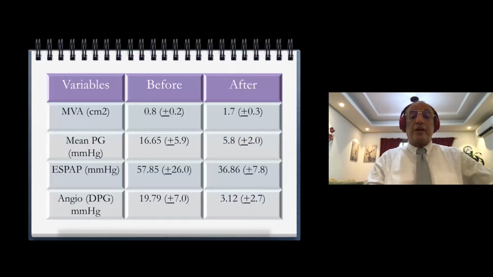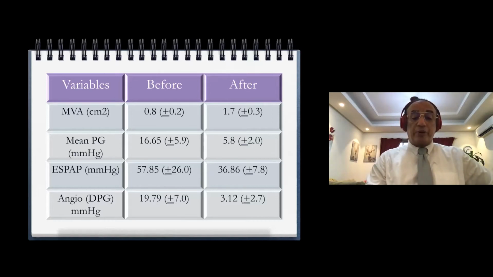And this is the mitral valve area before and after the procedure in all 25 patients. The mean area before the procedure, 0.8 square centimeters, increased to 1.7 square centimeters, which is statistically significant. The mean gradient in all patients was 16 millimeters of mercury, and after the procedure 5.8. This is a significant decline. Pulmonary artery pressure was 57.8, and after the procedure 36.8, which is a significant reduction in the pulmonary artery pressure.